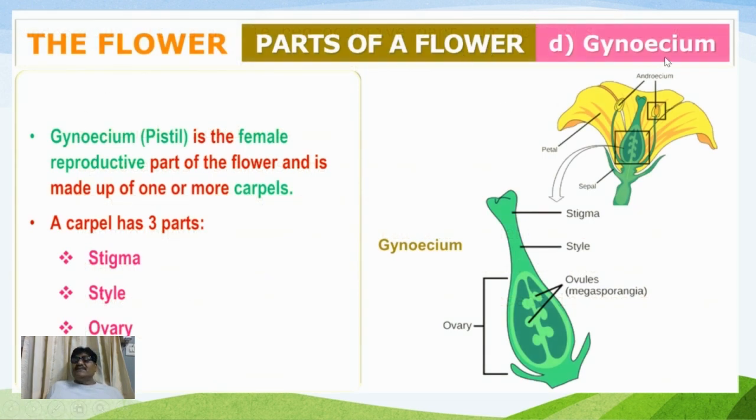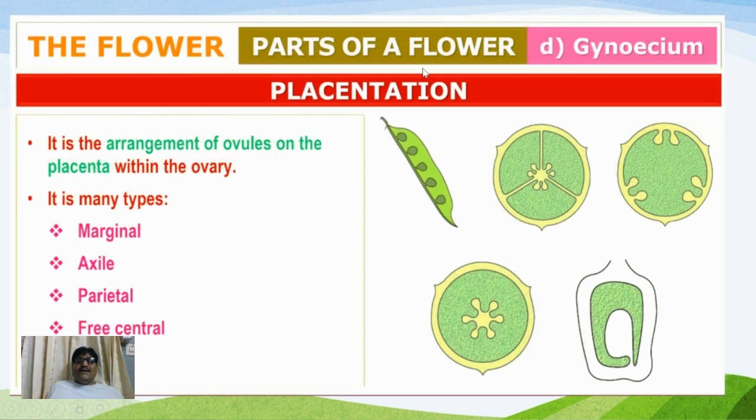Then the last part is called the gynoecium. Gynoecium consists of stigma, style, and ovary. Here you see one gynoecium. It is the ovary, then the style, and this is the stigma. And the placentation is seen in various types. Number one is called marginal. It's in here. Then axile here, parietal here, free central here, and then basal.